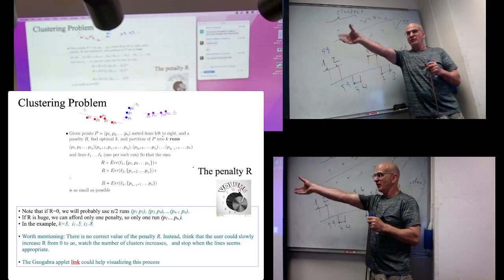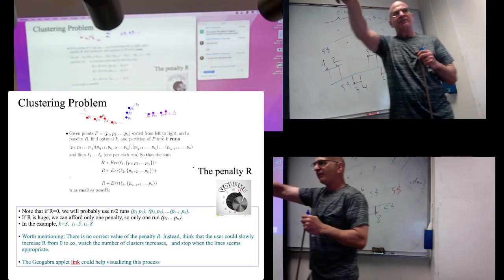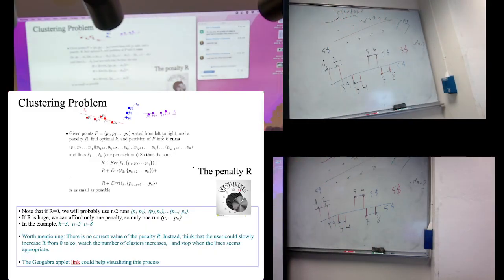And then the user will have this tune-up parameter, this volume knob, and the user will increase R to be a larger and larger value. And as you're changing the penalty, when R becomes, instead of $5, $500, then you'll say, definitely for $500, lots of money, I'll use only one cluster.